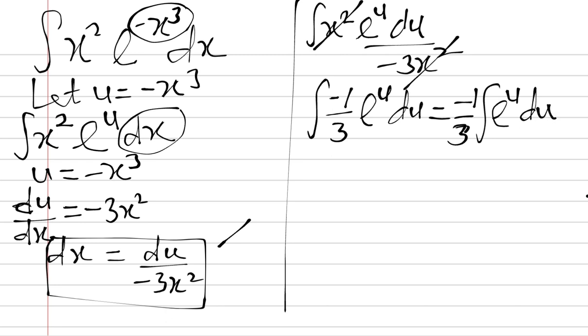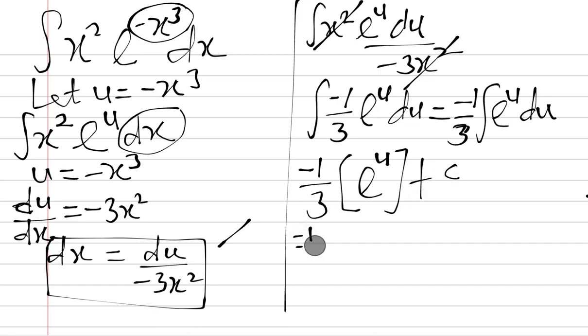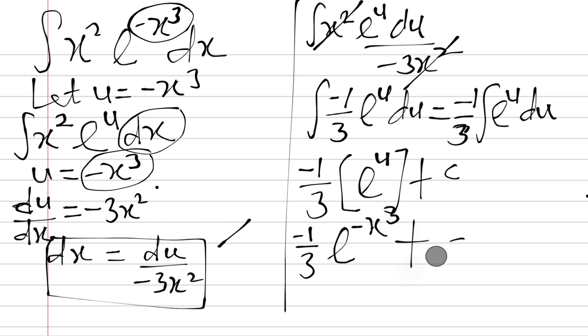Now we can integrate. So we have minus 1 over 3. If you integrate exponential u, you also get exponential u, then plus c. That means our final answer will be minus 1 over 3 exponential, and our u is minus x raised to power 3, so minus x raised to power 3, plus c. So that is your final answer.